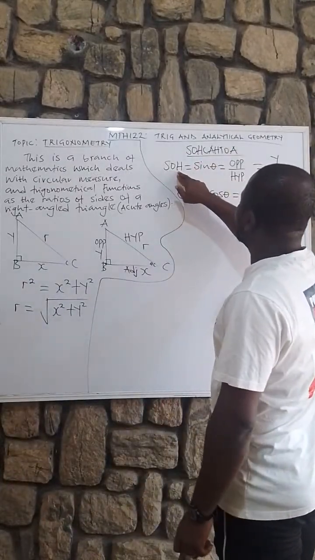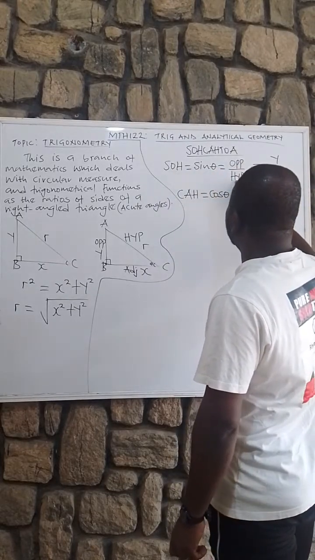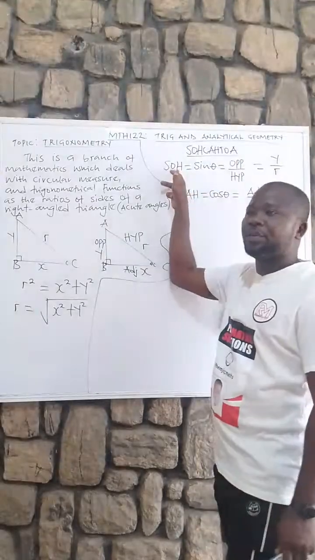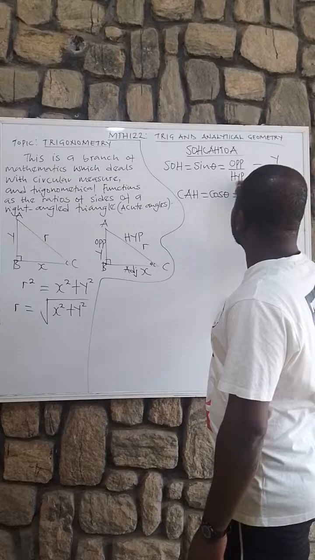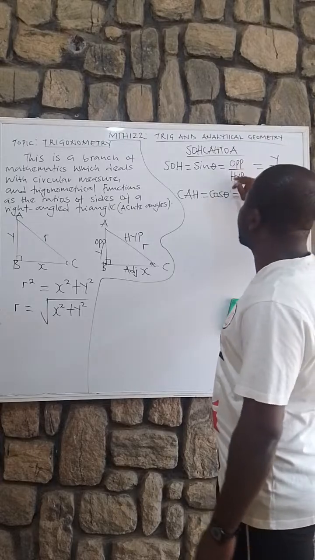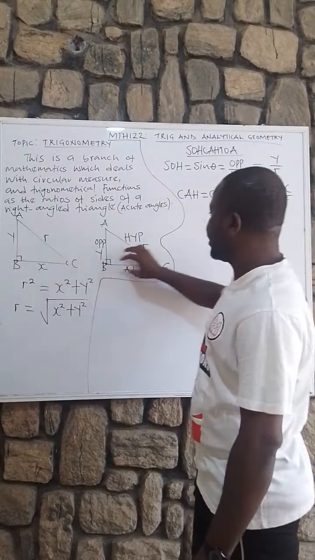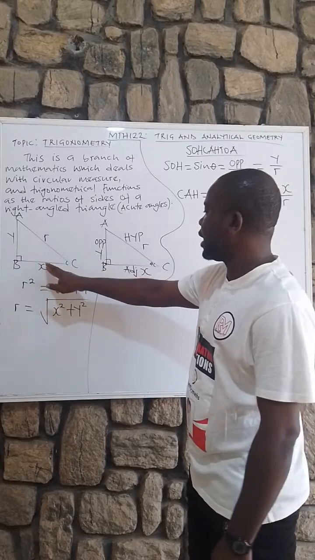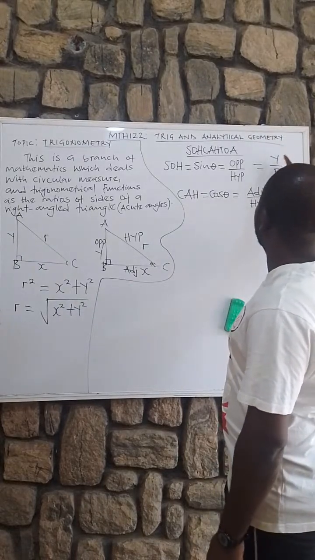SOH CAH TOA. So, SOH means sin theta, which is opposite all over hypotenuse. O means opposite, H means hypotenuse. Is that clear? So that is why we have opposite all over hypotenuse. So sin theta is always opposite all over what? Hypotenuse. When you look at the two right angle triangles, you don't need a prophet to tell you this is hypotenuse r, this is adjacent x, this is opposite. Look at it. So that is why you see y all over r.